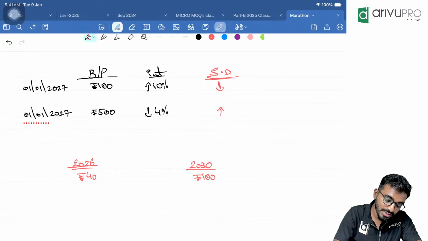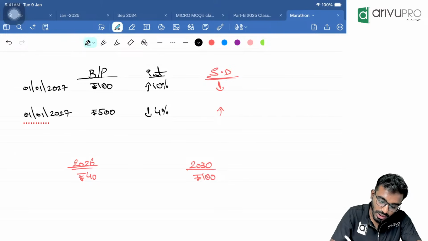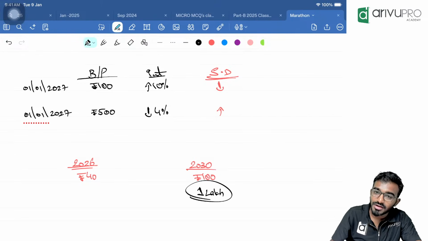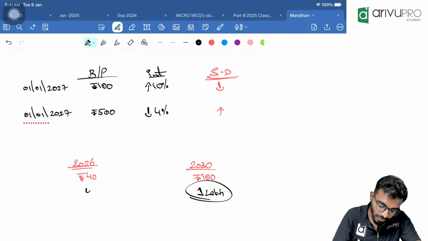In the same way, let's assume in 2030 you are going to earn 1 lakh rupees. That is in 2030, right? But what is the present value in 2026? Let's say, for example, this is 40,000 rupees.